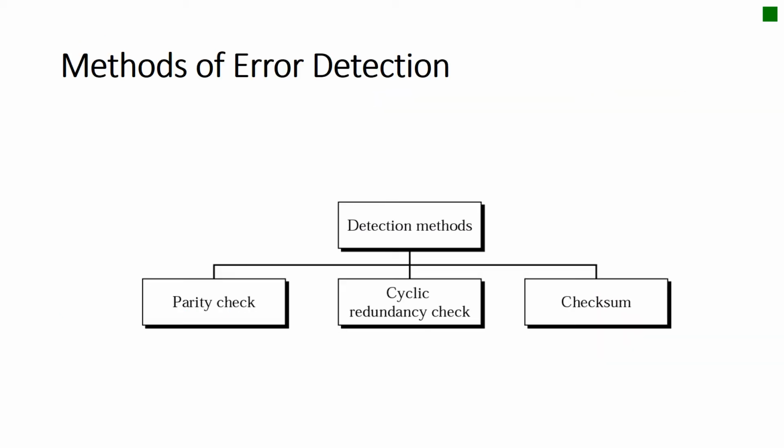Now, how do we detect this type of errors, either single bit or burst error? How does the system detect these kinds of error? There are three detection methods. We have parity checking, cyclic redundancy checking, and the checksum. So I will discuss parity checking and cyclic redundancy checking, but you do your research regarding checksum.